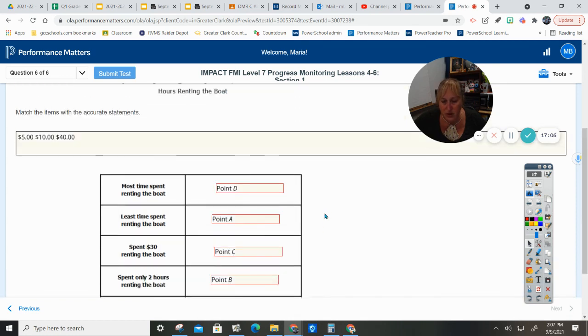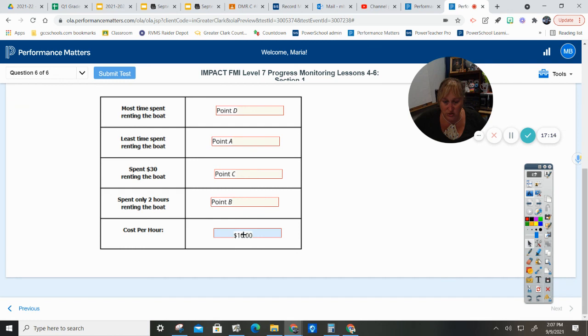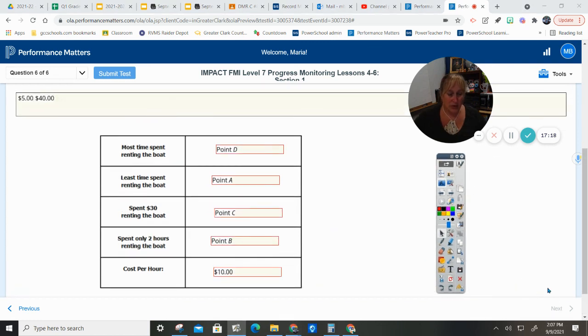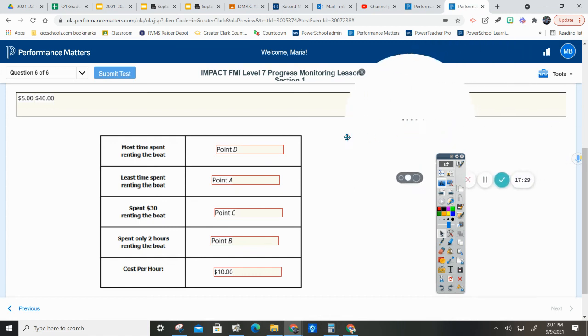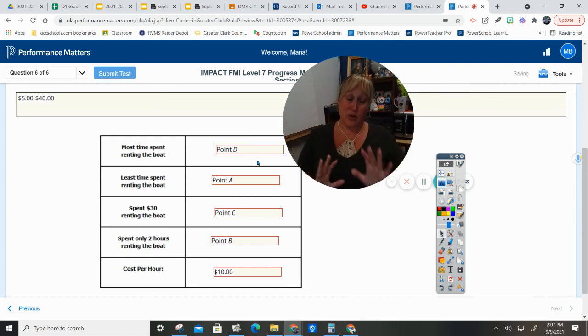Ooh, cost per hour. What did we figure out? So since this one is per hour, it's $10. That's our answer. Now let's see what happens when I hit next, because I do not know. Okay, you guys will hit next. Oh, I'm done. So I hit submit test. But I'm doing a sample, so I can't do that. But you guys can. So make sure that you click submit test. This is just practice seeing how things work on this computer.